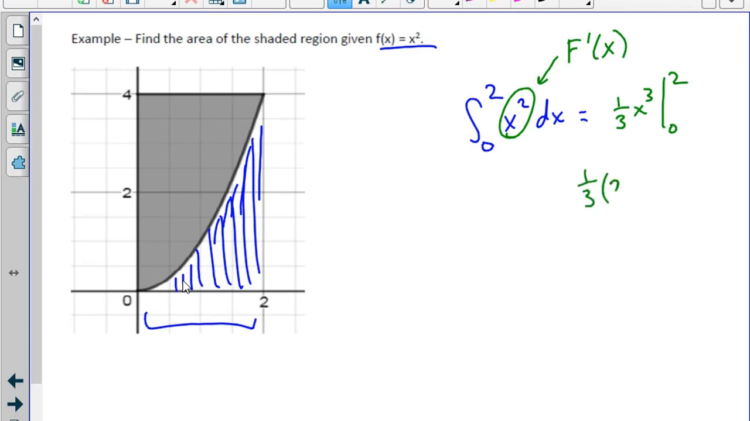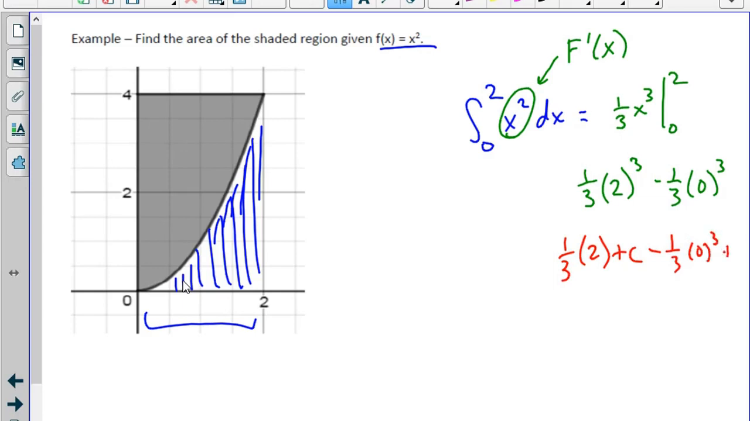So I have 1/3 times 2 cubed minus 1/3 times 0 cubed. Really quick, just a sidebar: even if I had some constant in there, it would go away after I subtracted those two things. The constants would cancel, so I don't even really need the constant when I take the integral and substitute two things in. If I look at this answer, I will get 8/3 minus 0, which is 8/3.